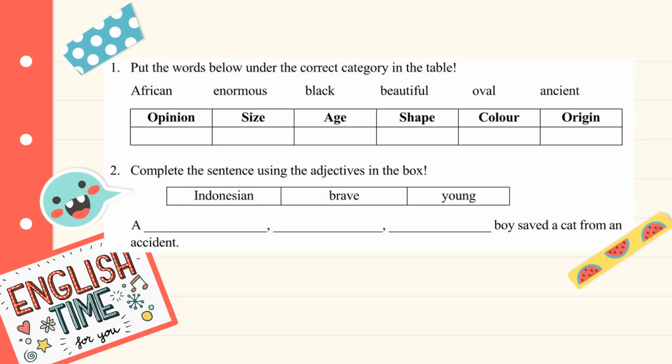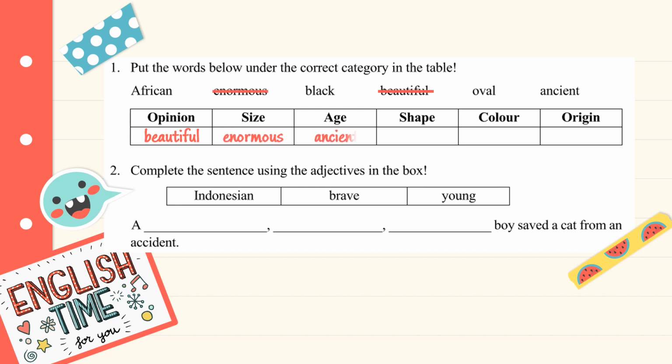Now let's do the exercise. Number 1. Put these words below under the correct category in the table. Okay, the words are African, enormous, black, beautiful, oval, and ancient. Now, what is the opinion? Is it African? No. Enormous? No. Black? No. Beautiful? Yes. So beautiful is the opinion. The size. Which one is the size? Enormous. Very good.